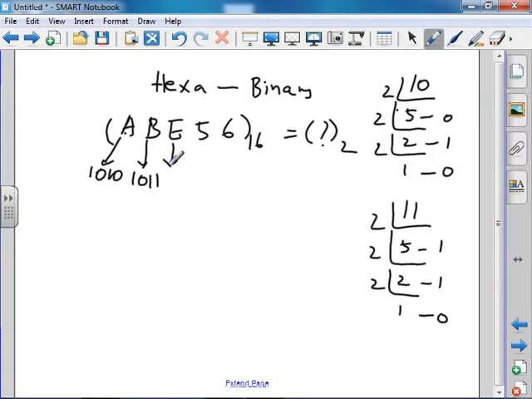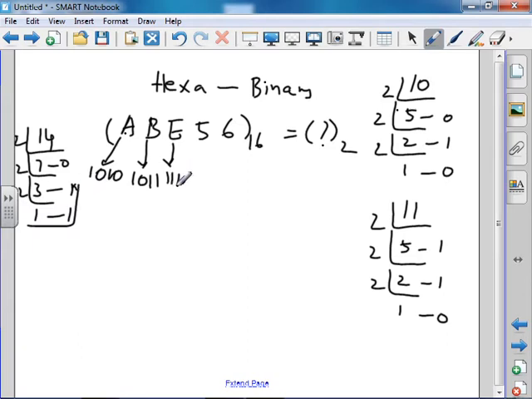It's 10, 11, C 12, 13, 14. 14 actually, this is 14. E means 14. You divide this number by 2, you will get the answer 7, remainder 0. Again divide 7 by 2, you will get 3, remainder 1. Now divide 3 by 2, you will get the answer 1, remainder 1. So what is the answer? 1 1 1 0.